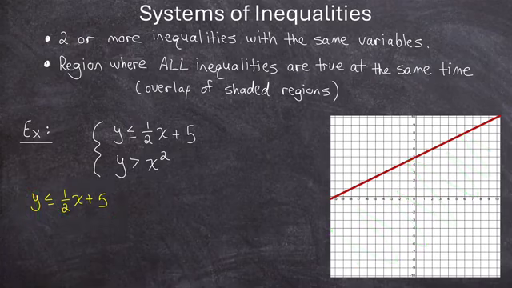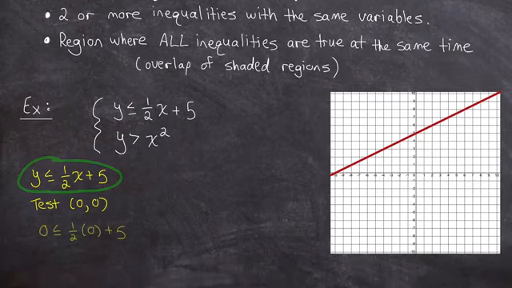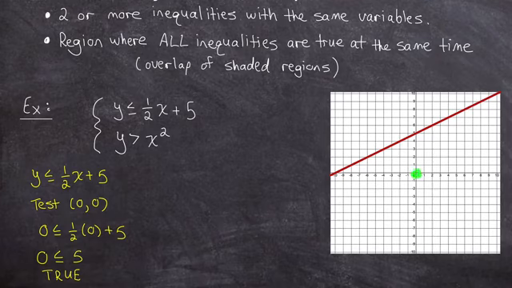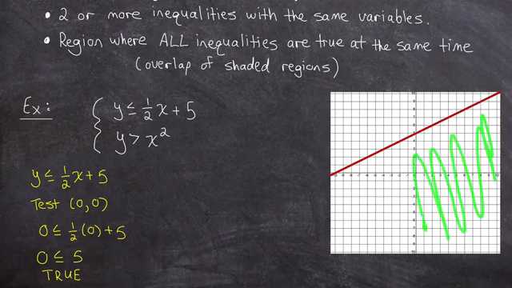And if I wanted to, I could use a test point to verify that. I'll use the point 0, 0 as my test point. When subbing that into this inequality, it states that 0 is less than or equal to 5, which is true. And since that point 0, 0 makes the inequality true and it's underneath the boundary line, all other points in that region underneath the boundary line must also satisfy this inequality. So I'll shade in that region.